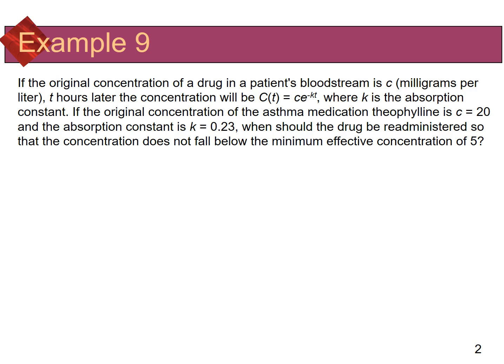So we have this function C of t equals lowercase c e to the negative kt. And they gave us some of the constants already, so I'm just going to fill those in right away. So this is 20. This is negative 0.23 to the t power.